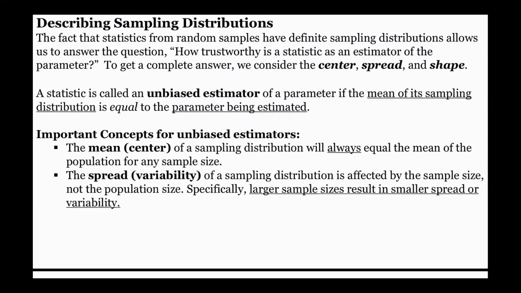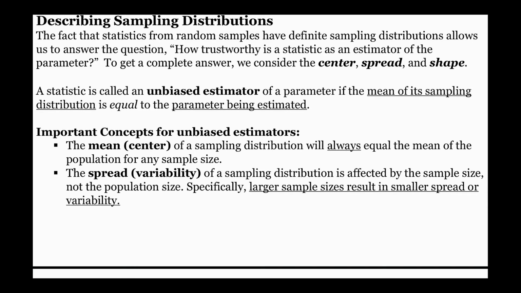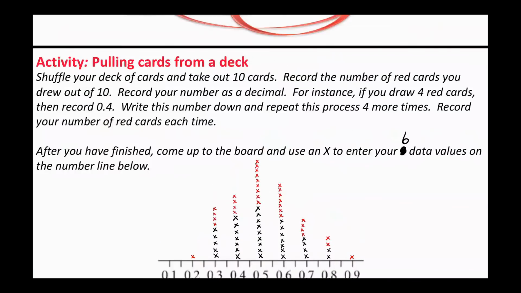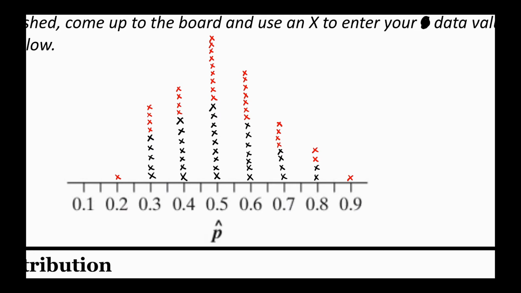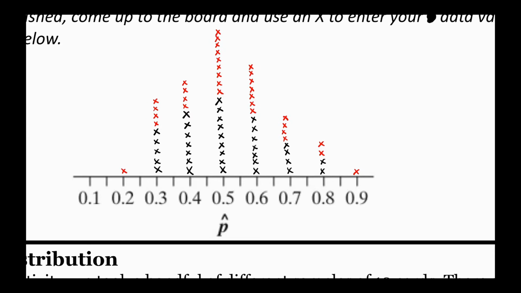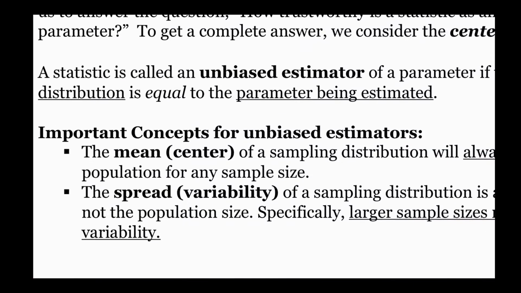Okay, so here we go. How do I describe the sampling distribution? We talked about that, right? Well, there are 3 things you need to describe: center, spread, and shape. Those are the 3 things you need to describe. They'll ask you to describe the sampling distribution. Okay, so how do you do that? Right here.